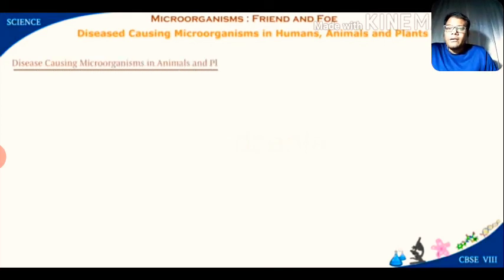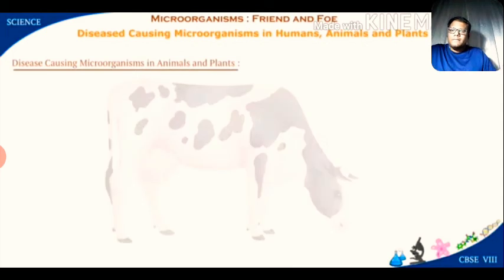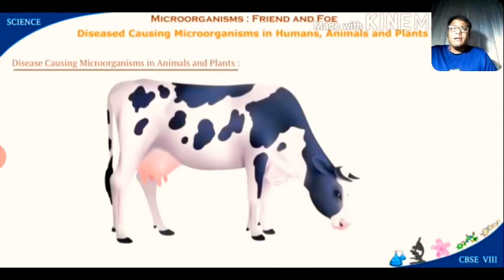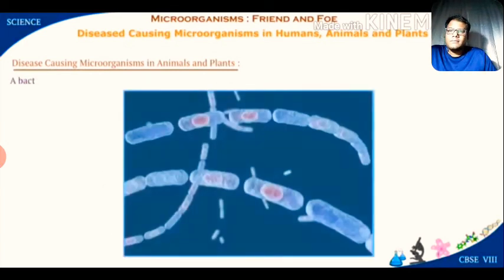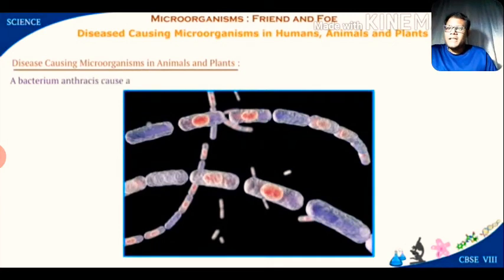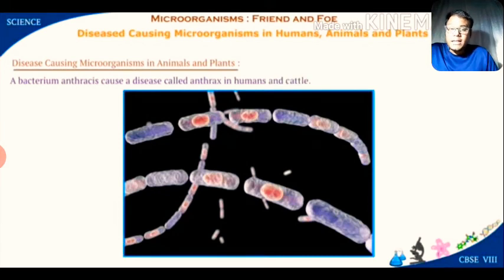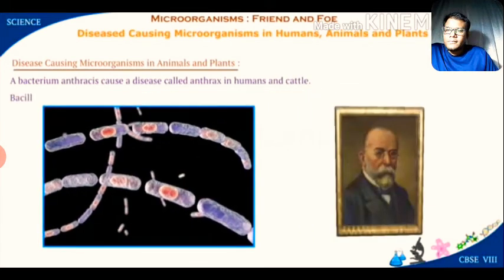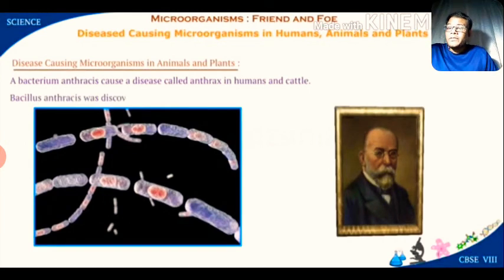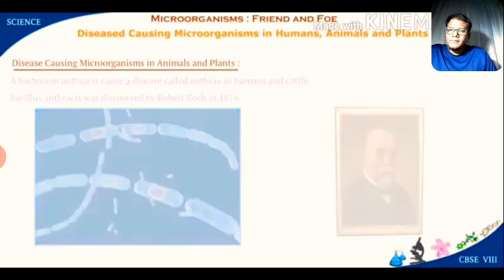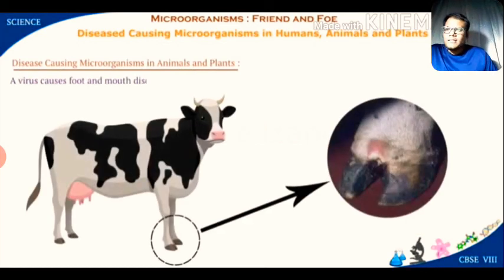Disease-causing microorganisms in animals and plants. There are some microorganisms which cause disease in animals. The bacterium Bacillus anthracis causes a disease called anthrax in humans and cattle. Bacillus anthracis was discovered by Robert Koch in 1876. A virus causes foot and mouth disease in cattle.